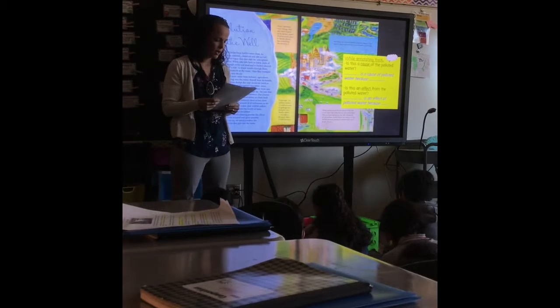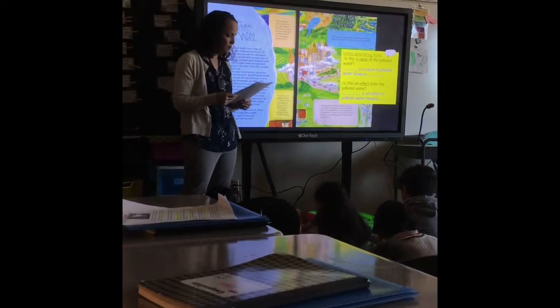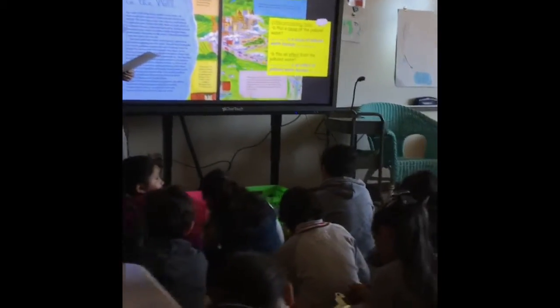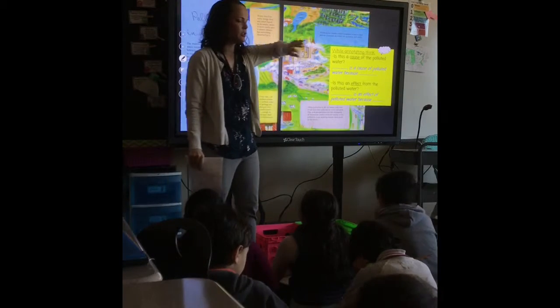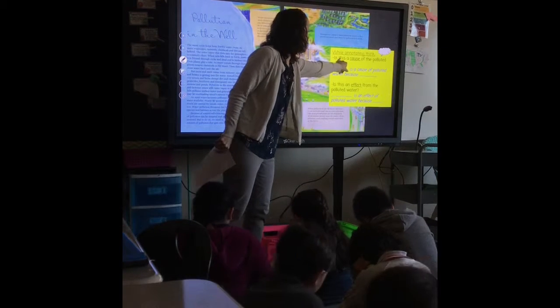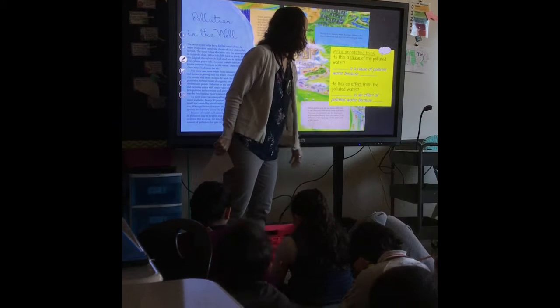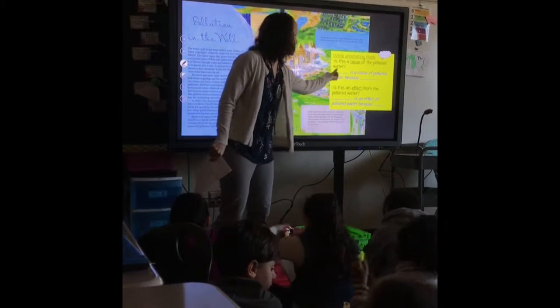Pollution in the well. The water cycle helps keep Earth's water clean. As water evaporates, minerals, chemicals, and dirt are left behind. As we're annotating or taking notes, we're going to use a highlighter and a pencil, and we're going to be thinking, is this a cause of the polluted water? And then we'll use this sentence frame.